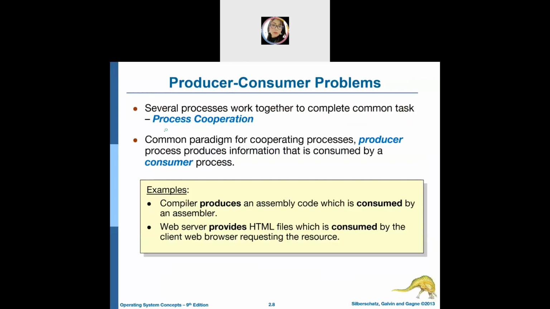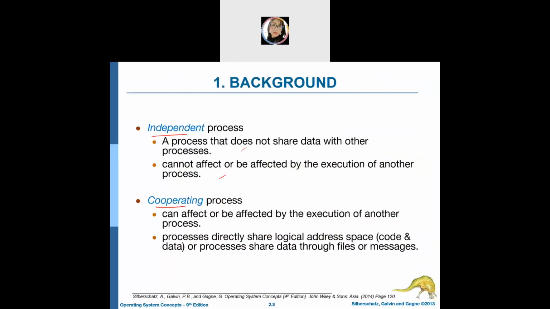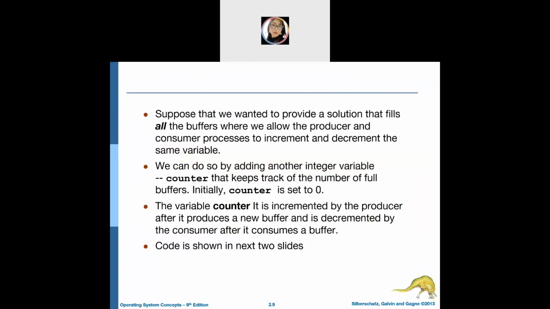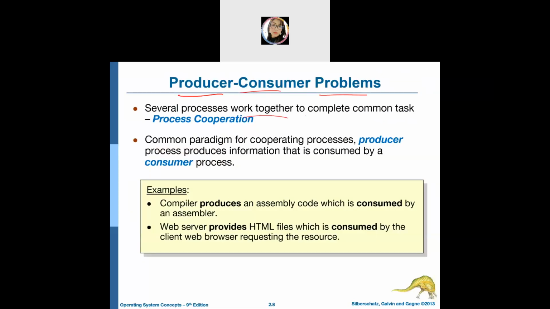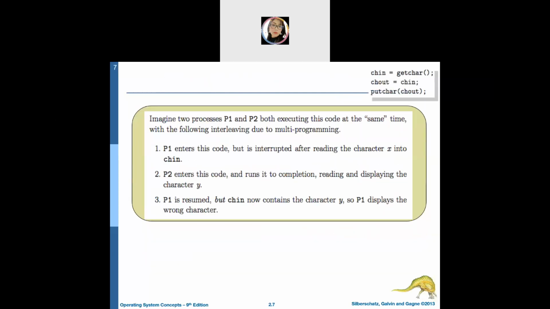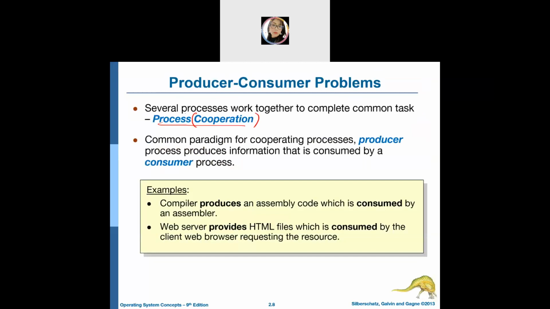Okay, next we have the producer consumer problem. The producer consumer problem is still background, okay? It's not yet touched even the critical section problem. Several processes work together to complete common tasks, which we call process cooperation. You can see here it's quite similar to the first slide, which is cooperating processes. When you have processes, it means that two or more processes work together to complete a task.